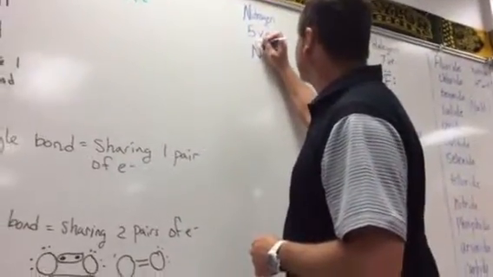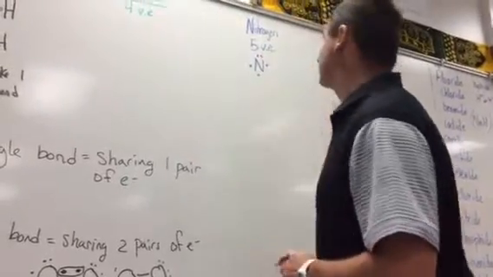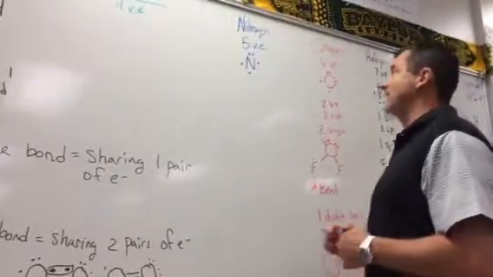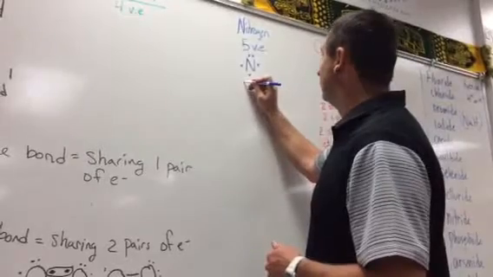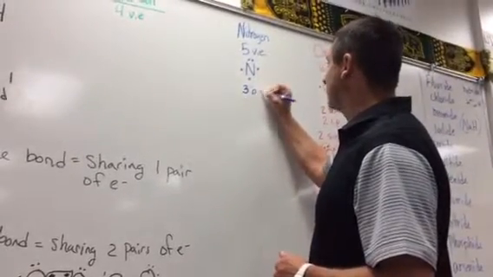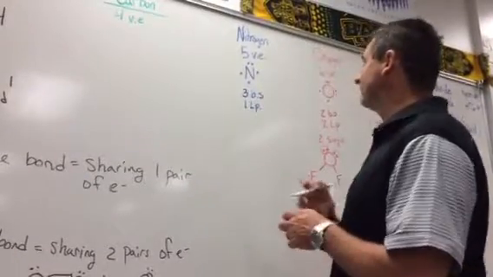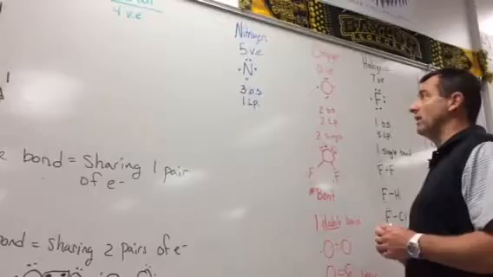Nitrogen has 1, 2, 3, 4, 5 valence electrons. So how many bonding sites does it have? 1, 2, 3, right? So it has 3 bonding sites and 1 lone pair. All right? 3 bonding sites and 1 lone pair.